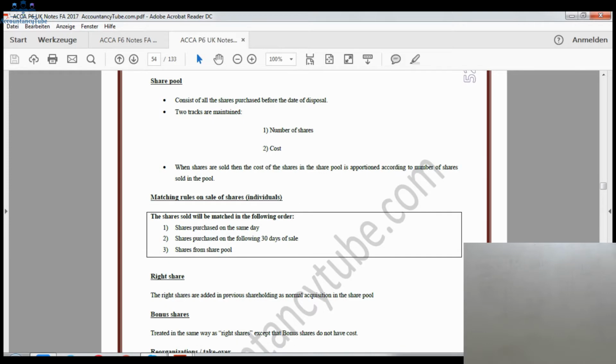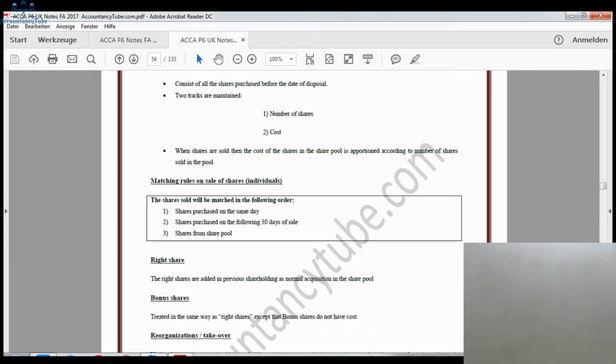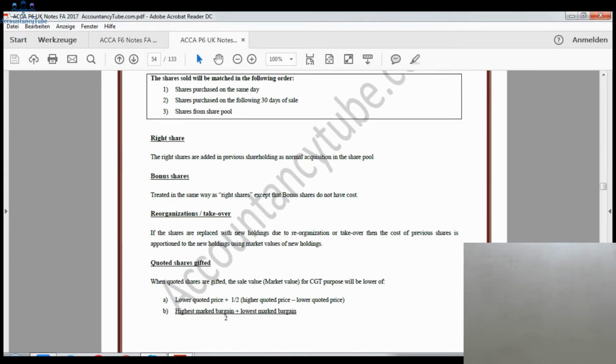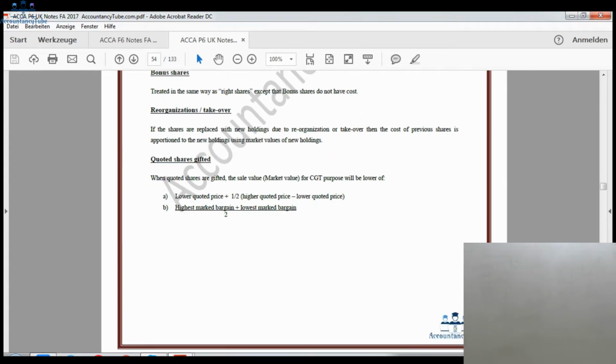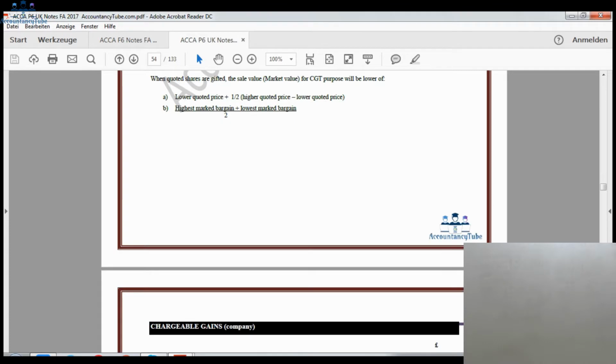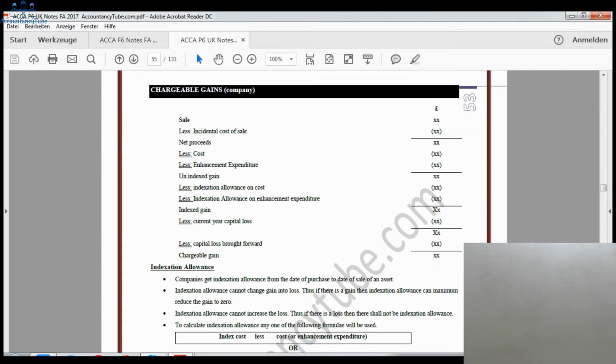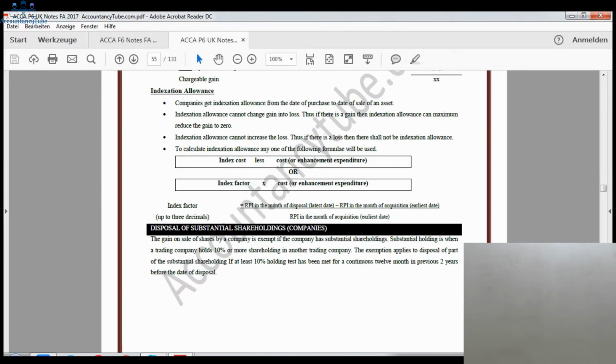Now page number 52 is exactly the same material which I covered in the previous video lecture when we dispose of the shares: right shares, bonus shares, reorganization, takeover, then quoted shares gifted, and on the next page how to calculate chargeable gain for companies. We know that we have to deduct the indexation allowance.